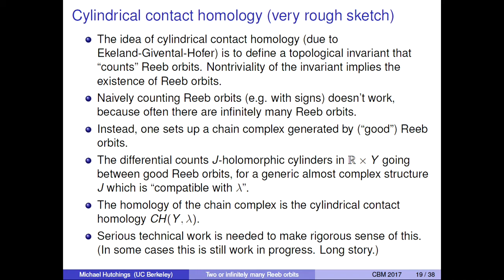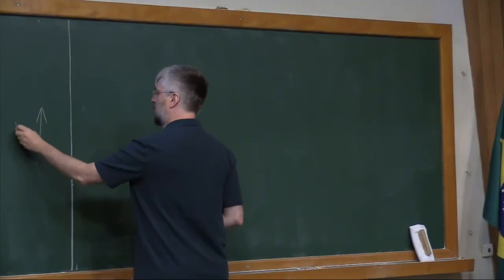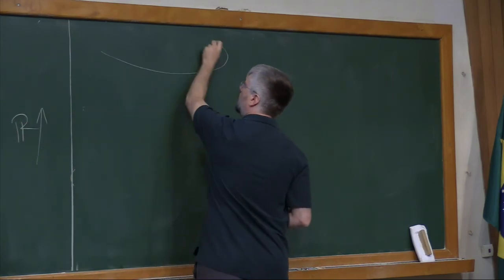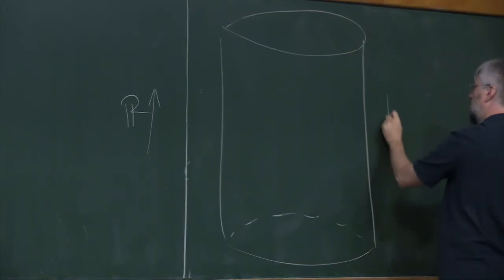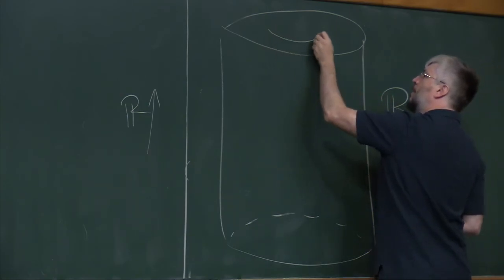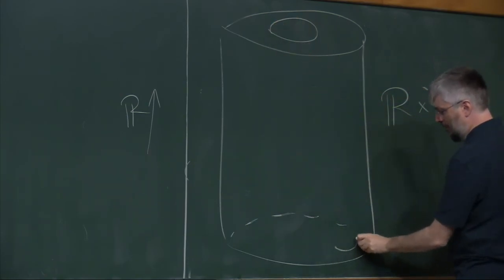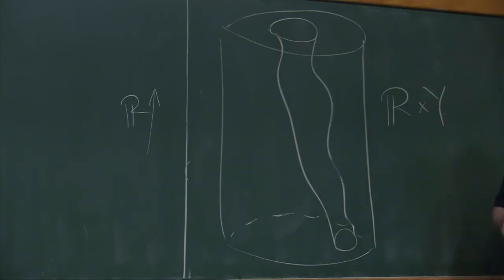And then there's going to be a differential which counts holomorphic cylinders in R cross Y. This denotes the R direction. So here's R cross Y. I have one Reeb orbit up here and another Reeb orbit down there, and there's some kind of cylinder going between them, a J-holomorphic cylinder. And you count these to define a differential on the chain complex.